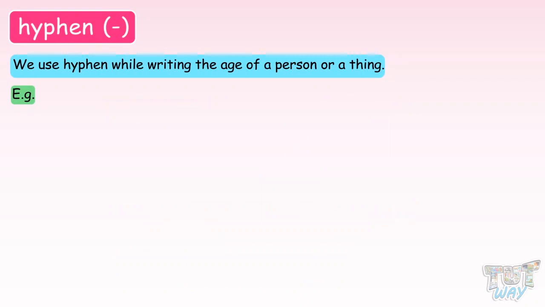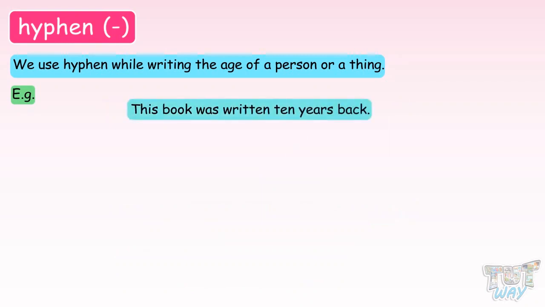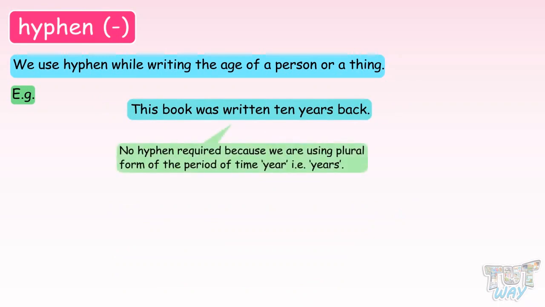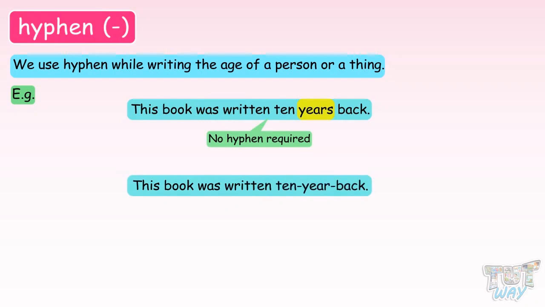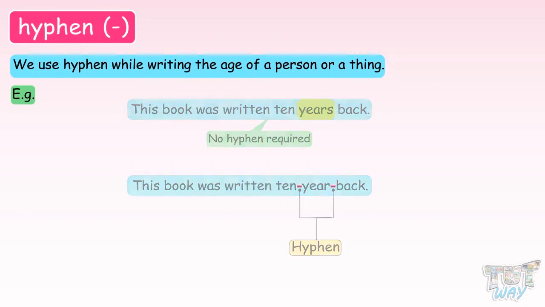Let's have more examples. This book was written 10 years back. Here, no hyphen is required because we are using the plural form of the period of time, year. That is, years. So, you will write, "Book was written 10 years back." No hyphen required. This book was written 10 years back. Then you need hyphen.